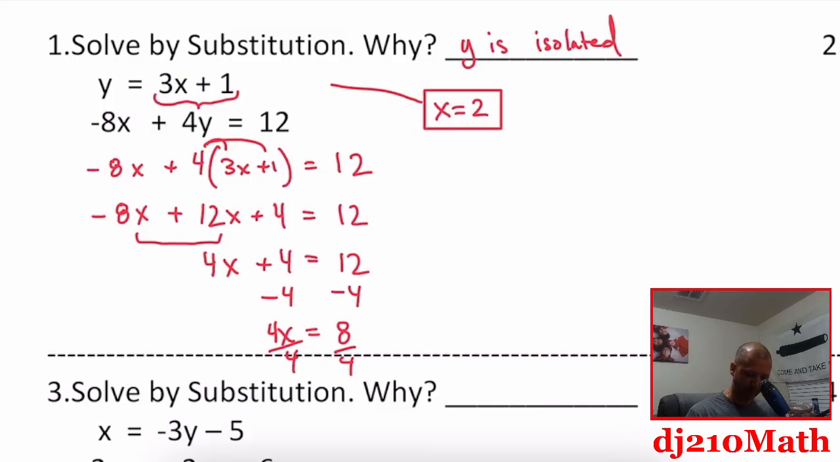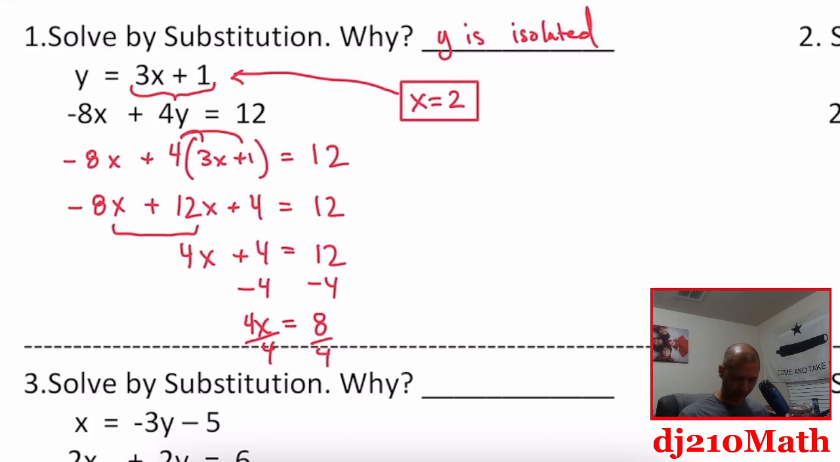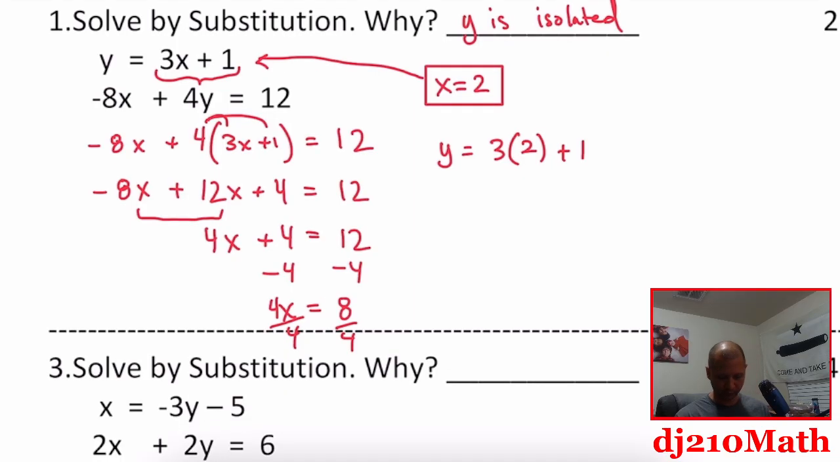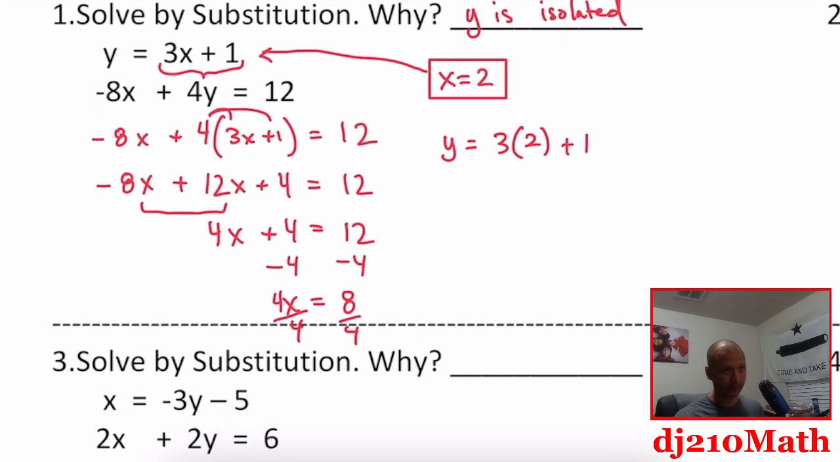And then we plug that back into the original to solve for y. Y is equal to 3x plus 1. In this case, x is 2, so 3 times 2 plus 1, 7.